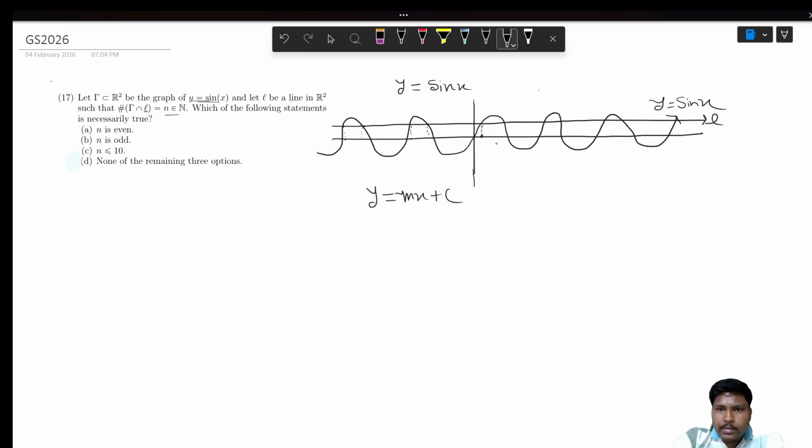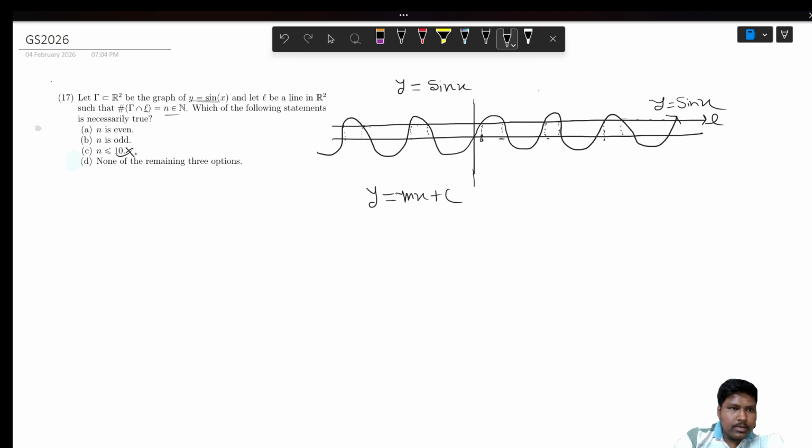These points may be even numbers, maybe odd numbers, maybe rational numbers, maybe irrational numbers. So all possibilities can happen with this intersection point. And we know that this straight line intersects the curve at infinitely many points. So first, the option n less than or equal to 10 will be discarded. This is discarded because it can cut the curve y equals sin x at infinitely many points.